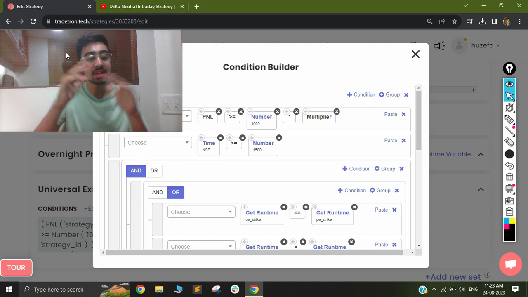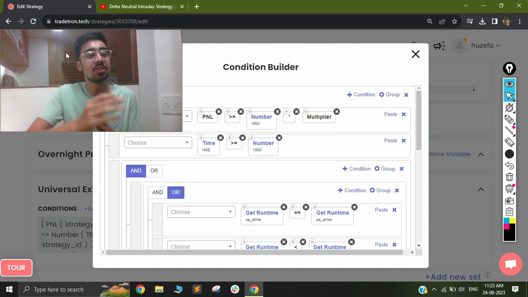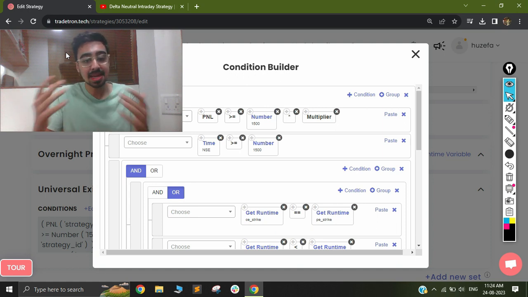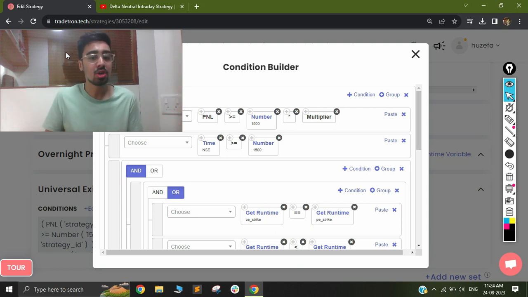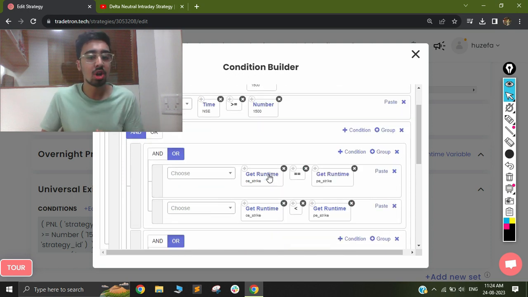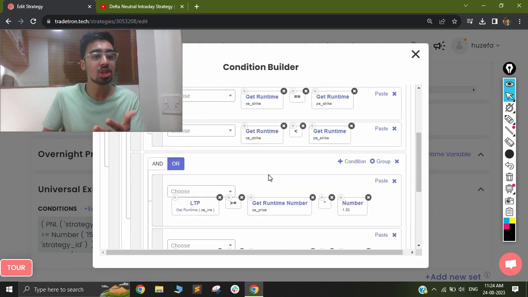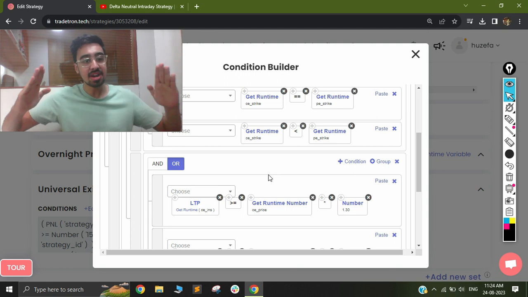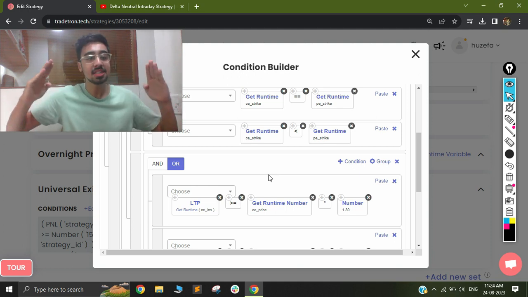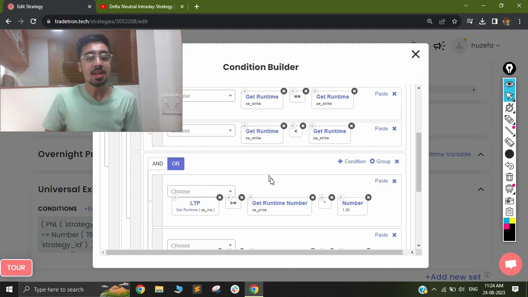So I've used a PNL greater than 1500 as my condition to exit at a 1500 rupee profit on that particular day. Since my bank nifty call and put short takes around 1 lakh of margin, I've used this particular logic out here. And finally, I have one more logic. In case my strangle becomes a short straddle, in that case I will have a 30% stop loss, which is what I have built out here.